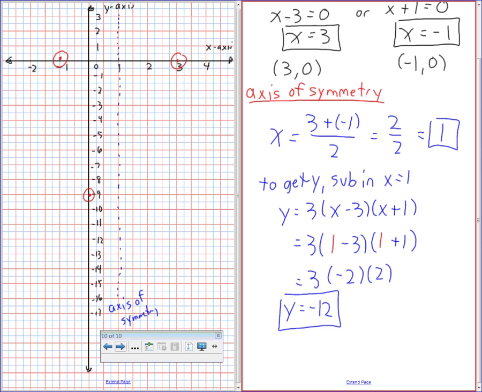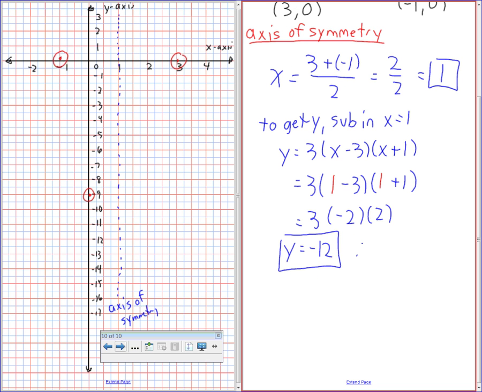Okay, so here comes the magic moment. What is my vertex going to be then? What, comma, what? 1, -12. Yeah. Wonderful. So therefore my vertex is (1, -12), which is going to be down here.